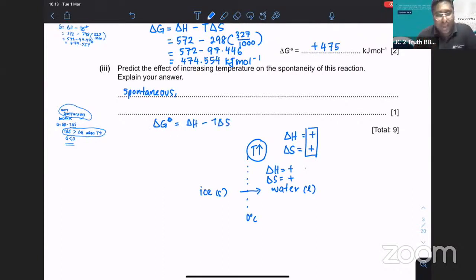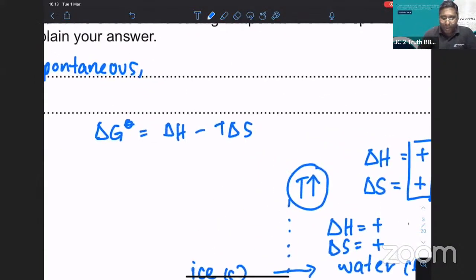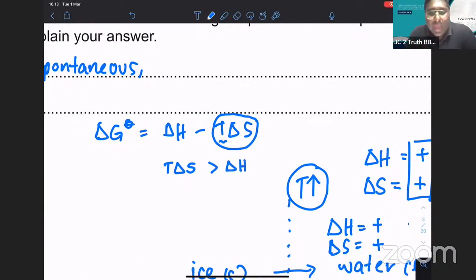What happens over here is that the only variable that we are changing is the T. And we know if the T is going up, what happens? This entire value is changing. It is going to go up. So what will happen? Your temperature times the entropy change, as they go up, are going to become greater than delta H. If that value is greater than delta H, because it's going to be minus, you're going to deduct.